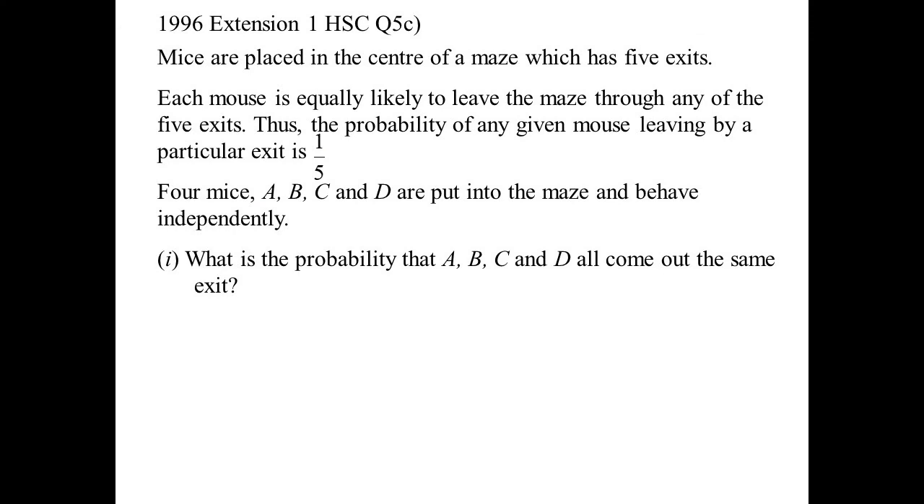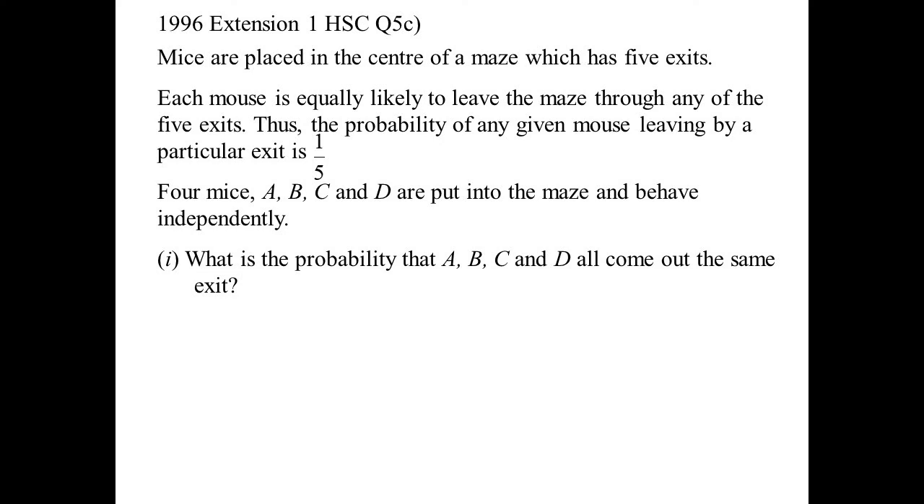Let's have a look at this one from an HSC, yeah? This is quite an interesting one. So mice are placed in the centre of a maze. And this maze has 5 exits. Each mouse is equally likely to leave the maze through any of the 5 exits. And just to make sure you understand what that means, they've given us a little hint there. Thus, the probability of any given mouse leaving by a particular exit is 1 in 5.